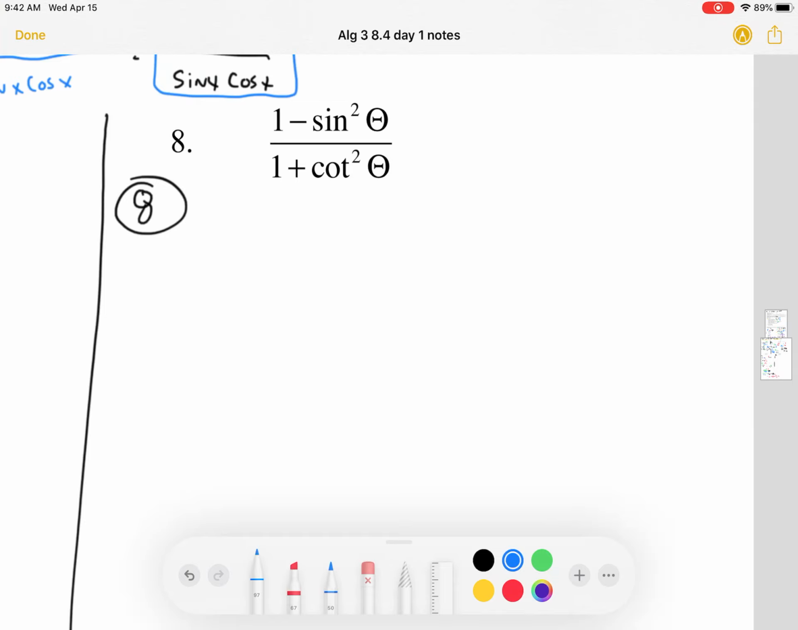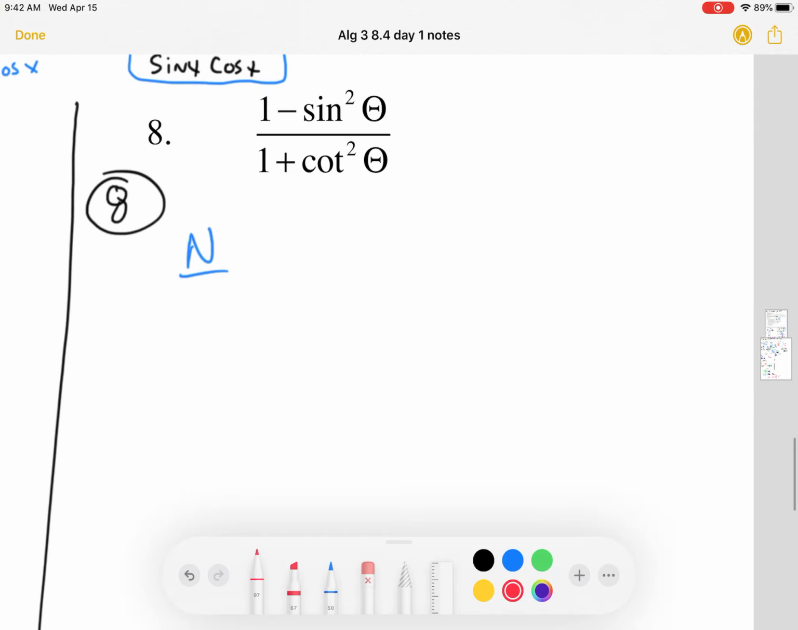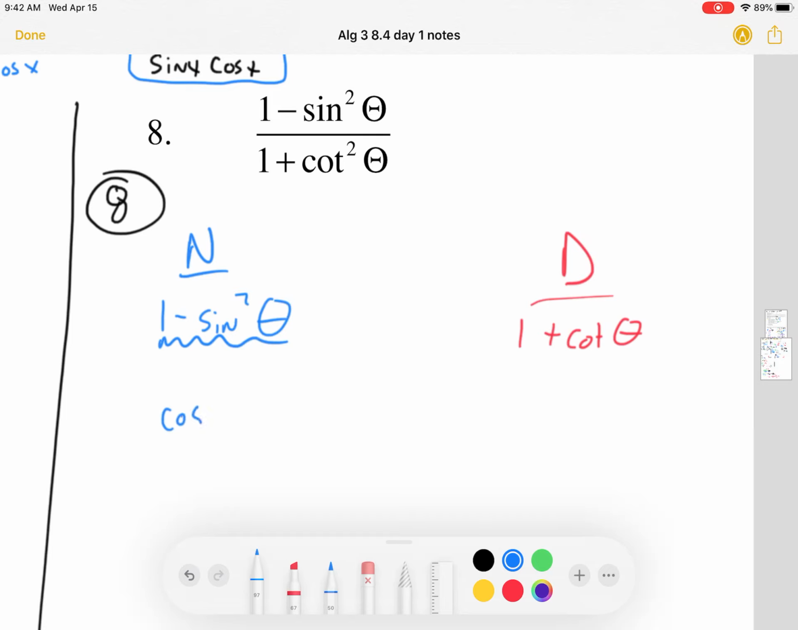Okay, number 8. Again, we have a fraction. So let's separate this beast out into a numerator and a denominator. Our numerator is 1 minus sine squared theta. Our denominator is 1 plus cotangent theta. Again, I'm hoping those bells are going off in your head. Ding, ding, ding. Ooh, 1 minus sine squared theta. That looks like a Pythagorean relationship. Can I rearrange my first Pythagorean relationship to look like 1 minus sine squared theta? You can. So this whole thing reduces down to cosine squared theta.